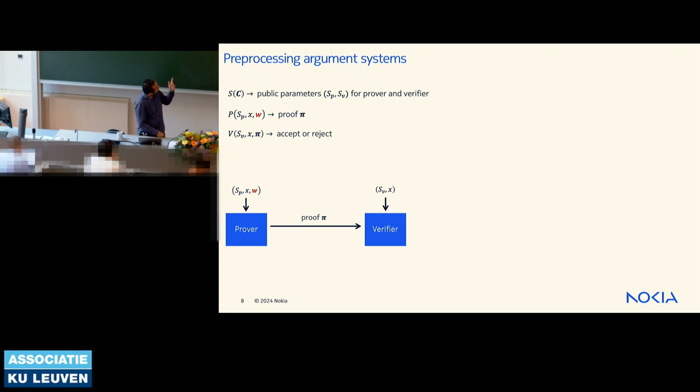And the verification process takes the verification key, the public statement, and the proof, and can tell you accept or reject. This is a picturesque way of showing it, as you can see.